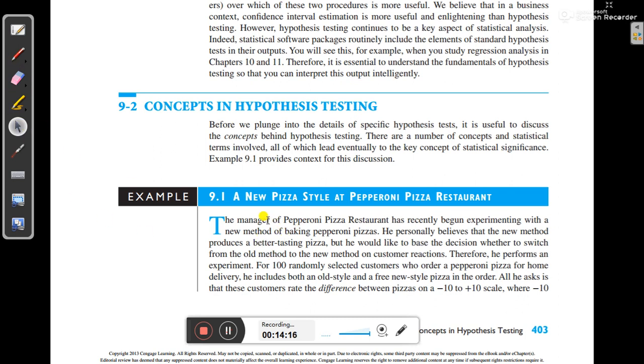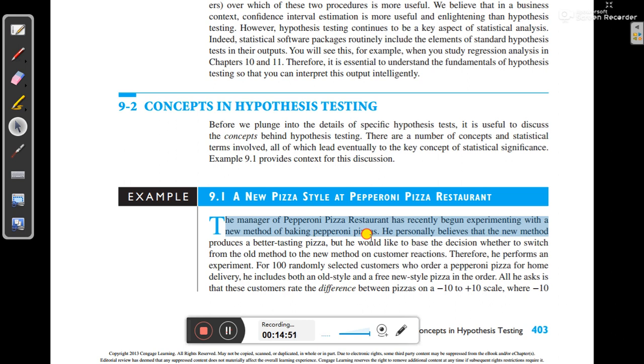The manager of a pepperoni pizza restaurant has recently begun experimenting with a new method of baking pepperoni pizzas. He personally believes that the new method produces better tasting pizza, but he would like to base the decision whether to switch from the old method to the new method on customer reactions. Therefore, he performs an experiment. For 100 randomly selected customers who order pepperoni pizza for home delivery, he includes both an old style and a free new style pizza in the order.